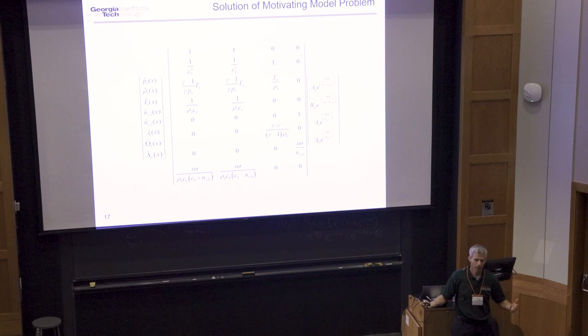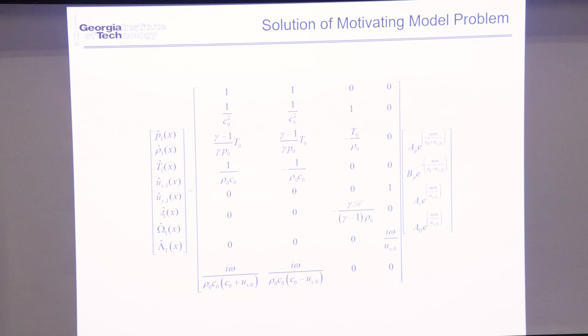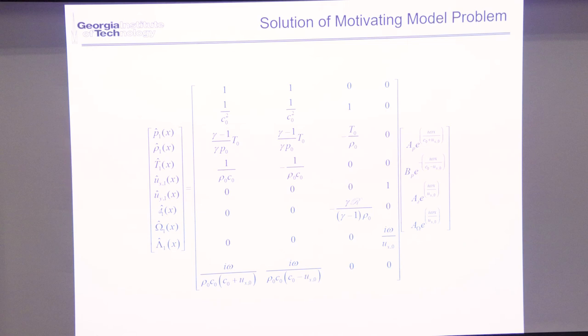Let's start with the pressure. We're not going to go in order. The pressure, p1. What does the pressure look like? So I see 1, 1, 0, 0. What that means is the pressure is a superposition of this term and that term. It's not affected by this term or that term. Now you see why I gave the subscripts P and P. I can write any arbitrary pressure field as a superposition of a sound wave moving to the right and a sound wave moving to the left, is what that's saying.